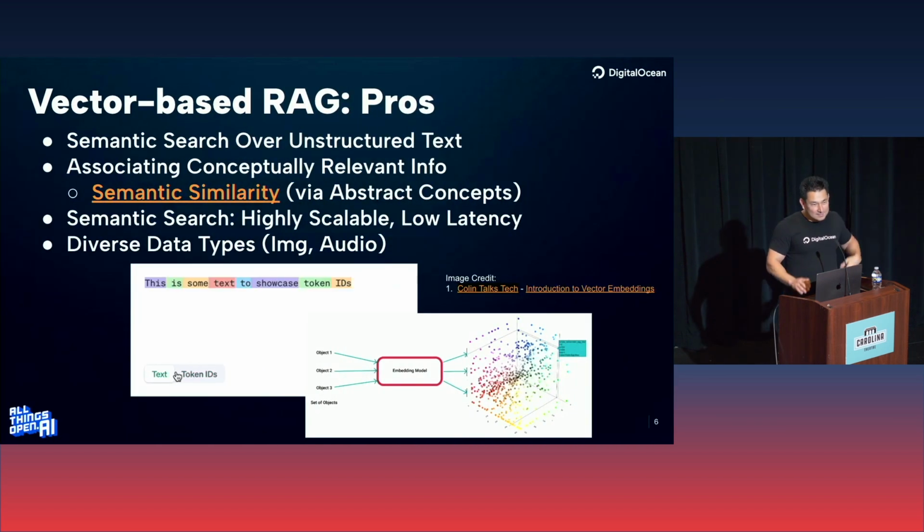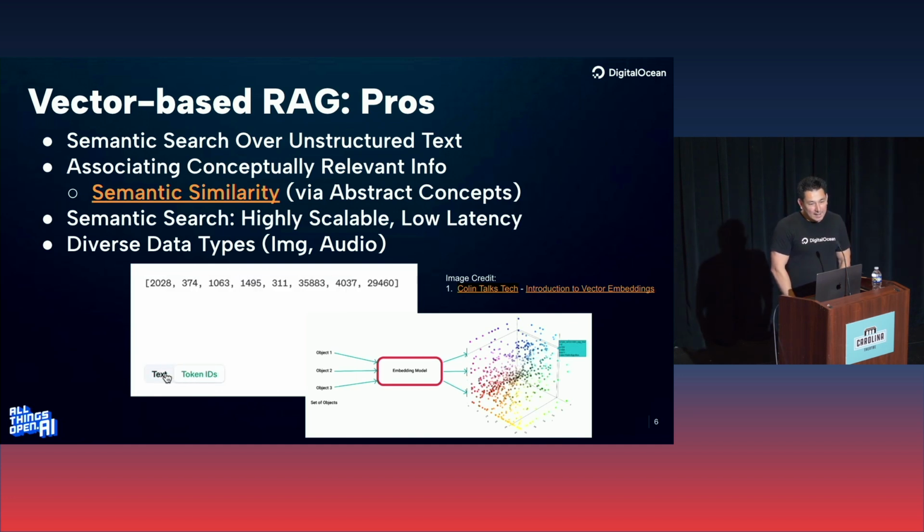Because vector databases have a huge mind share, and that's usually the first thing people gravitate towards, I'm just going to compare vector and graph, and then we can take it from there. So what does a vector database do? What are the pros? What vector databases really excel at is doing semantic search over unstructured text.